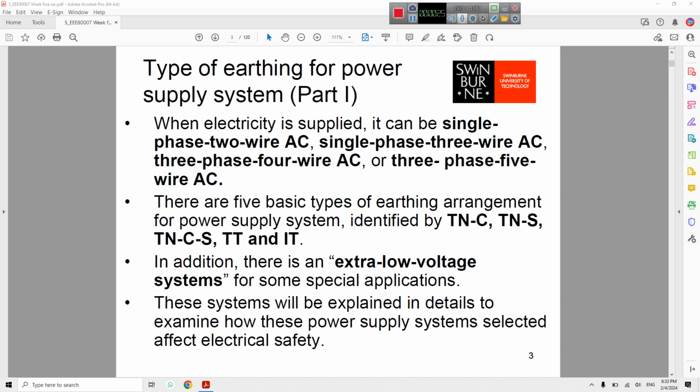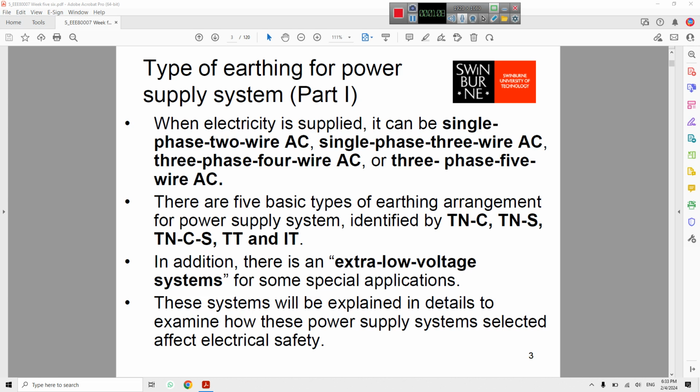So when the electricity is supplied, it can be single phase 2-wire AC, single phase 3-wire AC, 3-phase 4-wire AC, and 3-phase with 5-wire AC. All of them I hope are clear for you. Single phase 2-wire is phase and neutral. Single phase 3-wire is for the TNS system. 3-phase 4-wire means we have line 1, line 2, line 3 and a neutral, and 5-wire adds an earthing system.